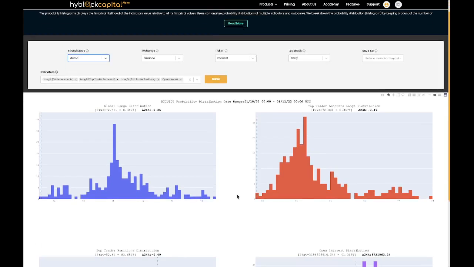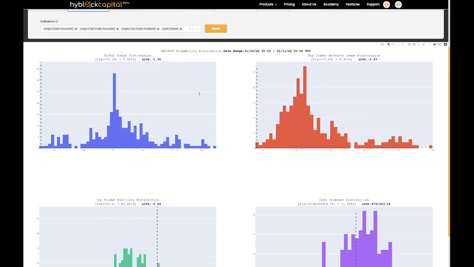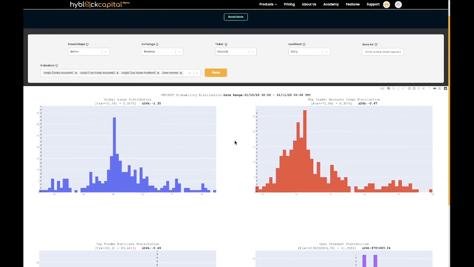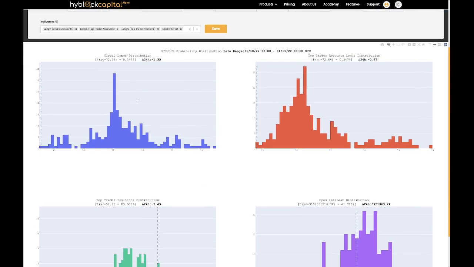Moving to the results, on the bottom, on the title we have the ticker name, as well as the date range, which corresponds to the lookback period. On top of each of the graphs, we have the name of the indicator. So in this example, we're looking at global longs, top trader accounts, top trader positions, and open interest. Below the indicator name, we have some numerical values.